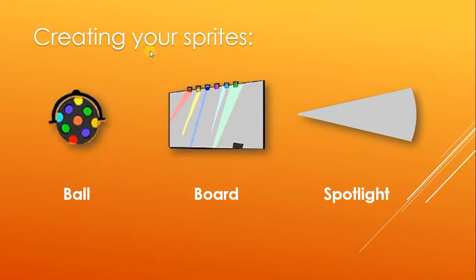And here's how we're going to go and create our 3 sprites from our existing background. So we're going to need a ball sprite, a board sprite, those we can grab from the background, and the spotlight we will do from basically just using the paint tools within the paint editor.